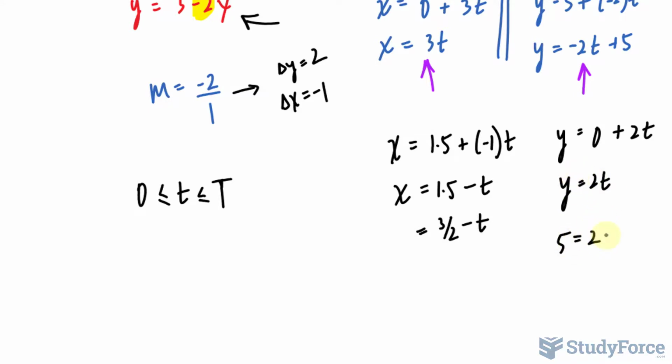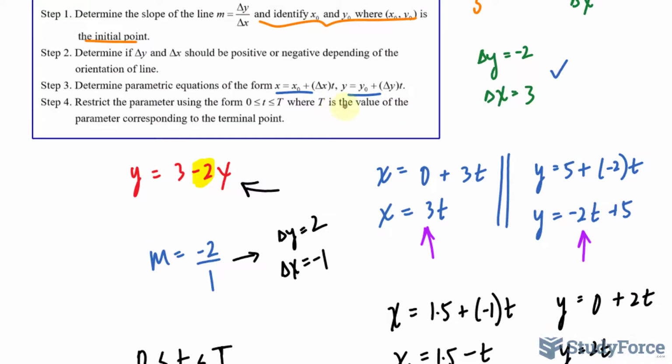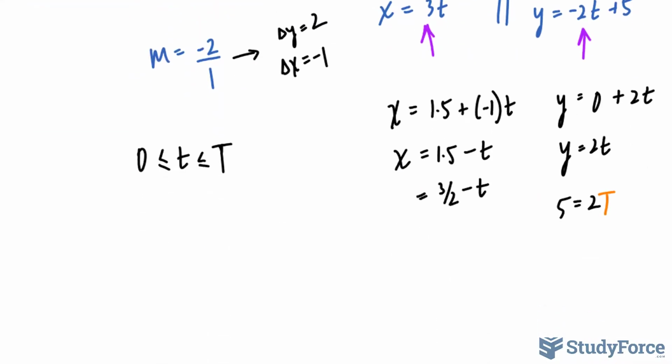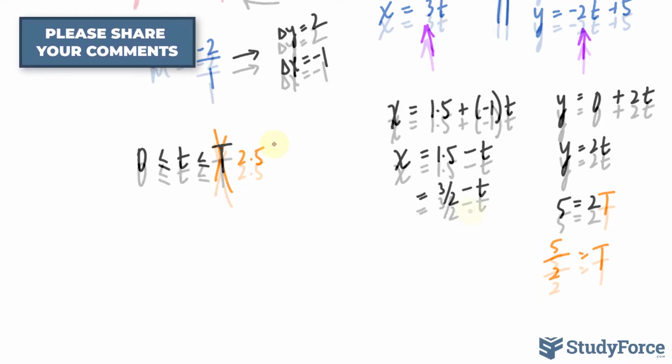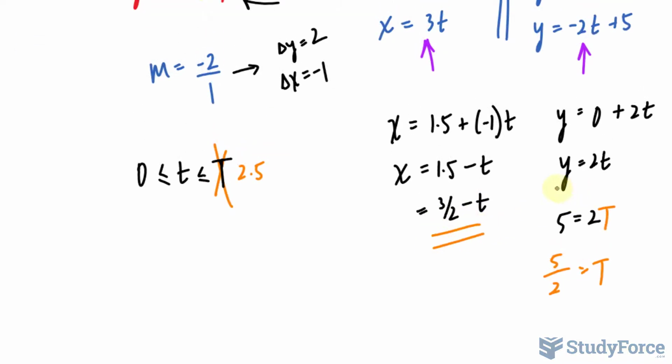5 is equal to 2t. And I'll replace this little t with big T. Because remember, t is the value of the parameter corresponding to the terminal point. So solving for big T, we have 5 over 2 is equal to big T. I can replace that now with 2.5, or positive 2.5. These two are the parametric equations that represent the original equation, and this is the restriction.